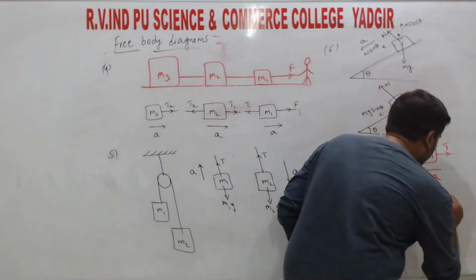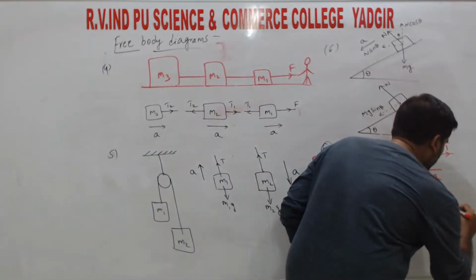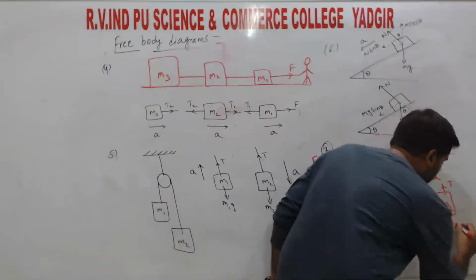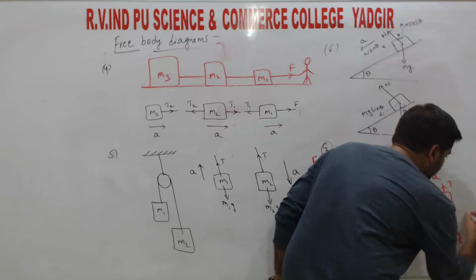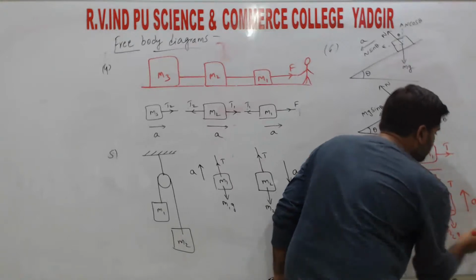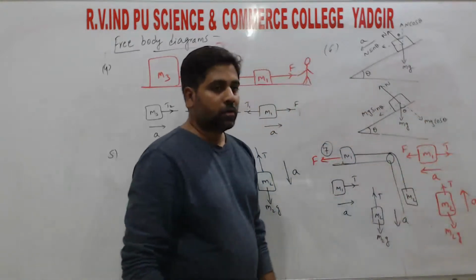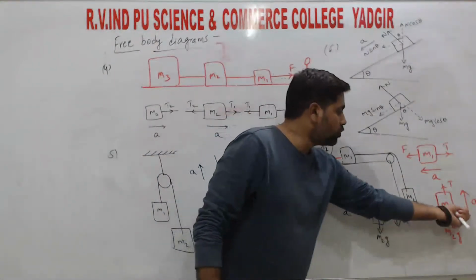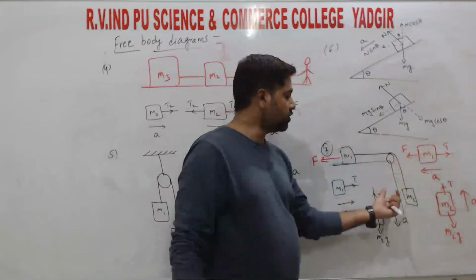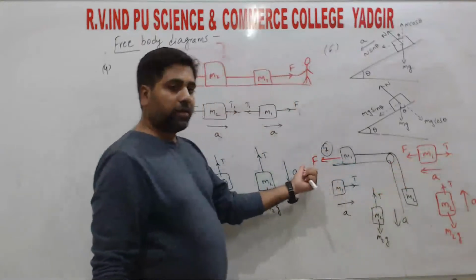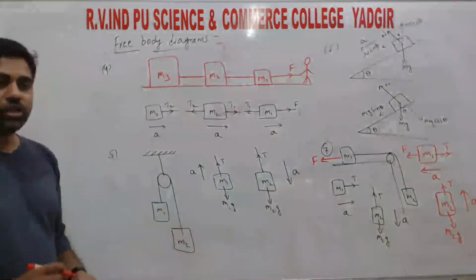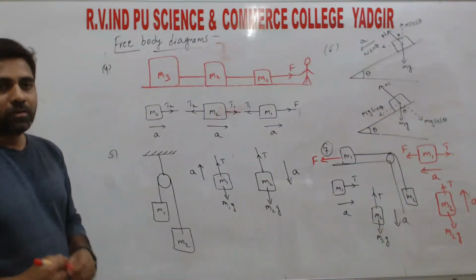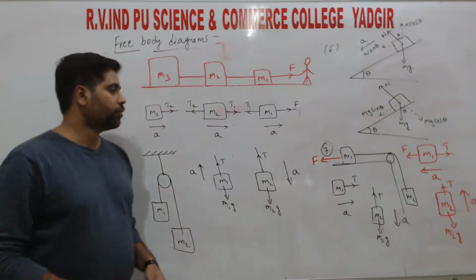Next, for the second case, m2. Here one force is tension and the other is m2g. In this case, the object is moving upwards. So in the first case the object moves downward, but in the second case the object moves upward. These are based on the given situation. Whatever situation they mention, based on that we can draw the free body diagrams, right?